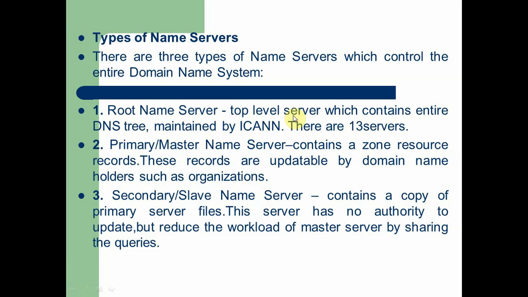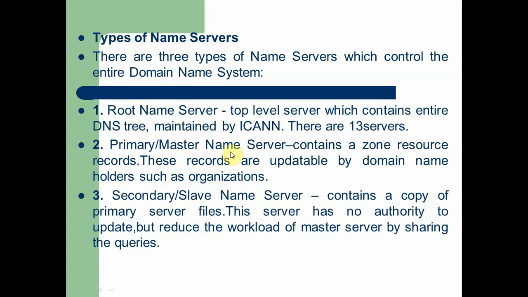The next server is the master name server, which contains zone resource records. These records are updated by the domain name holder, such as an organization. The next server is the slave name server, which contains a copy of the primary server, that is, the master server files. This server has no authority to update but reduces the workload of the master server by sharing the queries. So the master name server is maintained by the organization, whereas the slave name server is the duplicate of the master server.